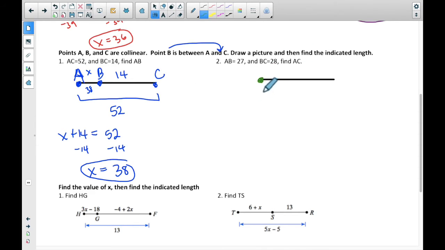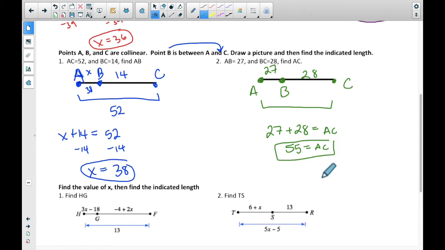All right, next one is following the same rules. So I'm still going to have my A here, and my B here, and my C here. It says that AB is 27, and BC is 28. Find AC. That's an easy one. I bet you can do that one. Can you find that real quick? Okay, hopefully you got 55 on this. You put 27 plus 28 in your calculator, and you get 55.